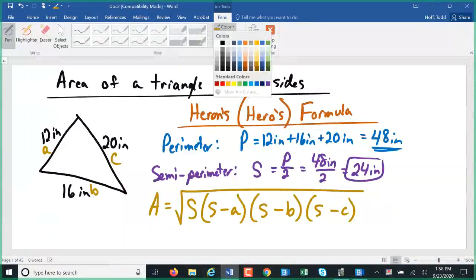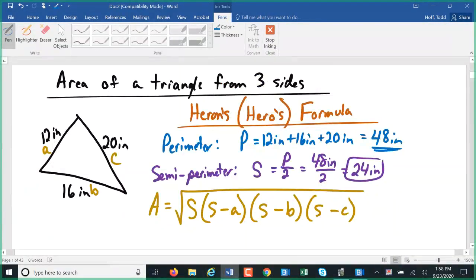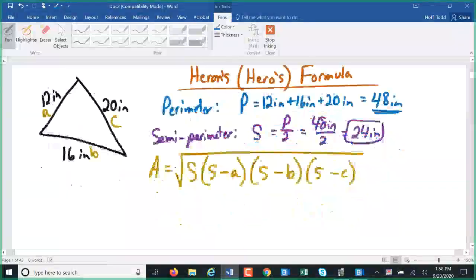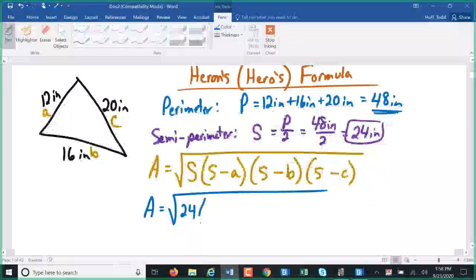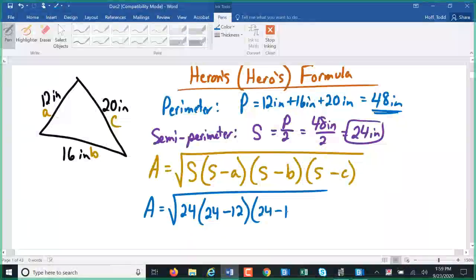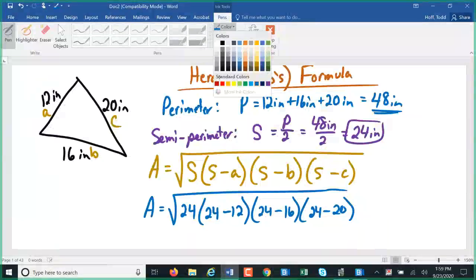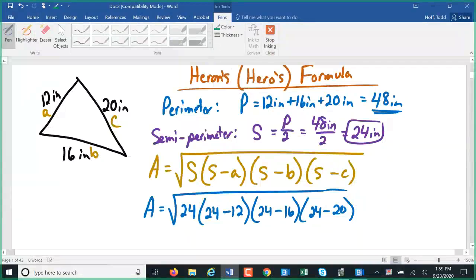So now we've got to put some numbers in there. Semi-perimeter is 24. 24 minus the furthest side is 12. 24 minus the next side would be 16, and 24 minus 20. Now to make this easier in the calculator, I've got 24 here. 24 minus 12 is 12. 24 minus 16 is 8. And 24 minus 20 is 4.